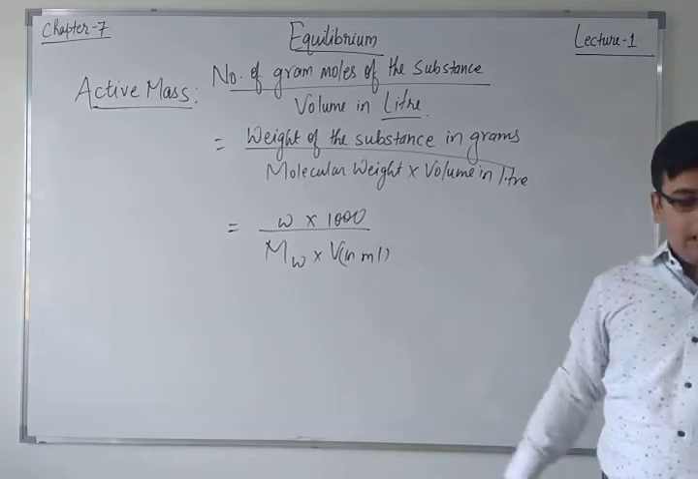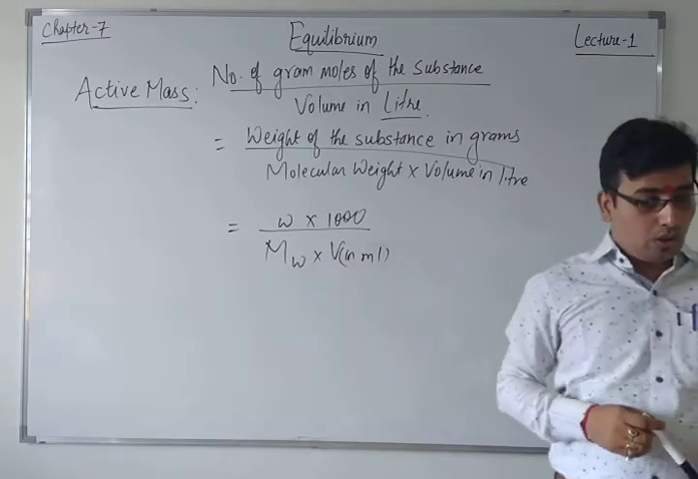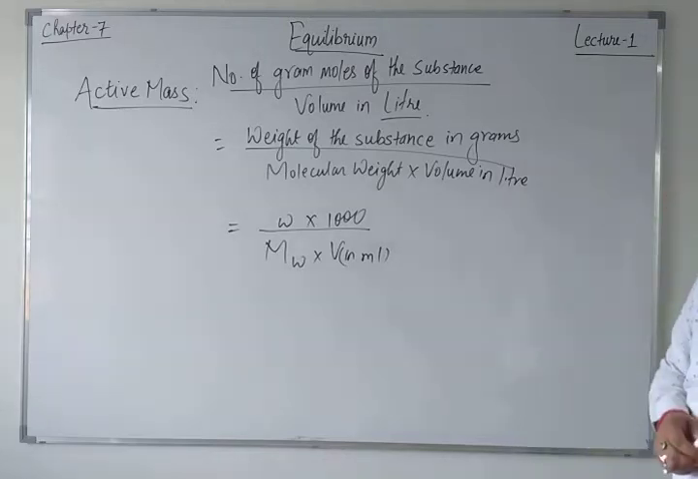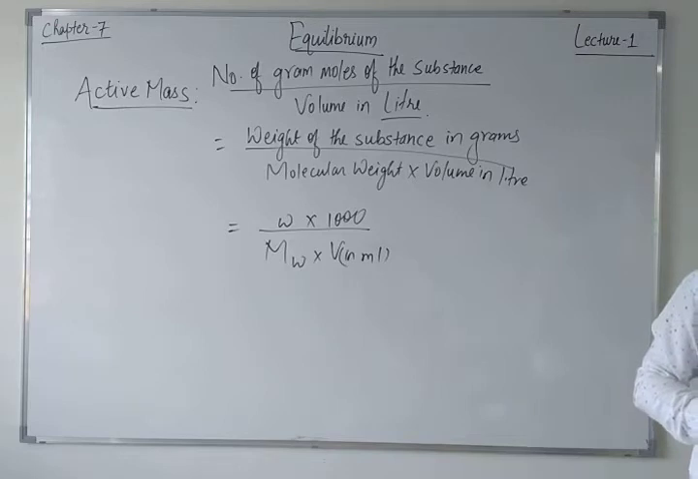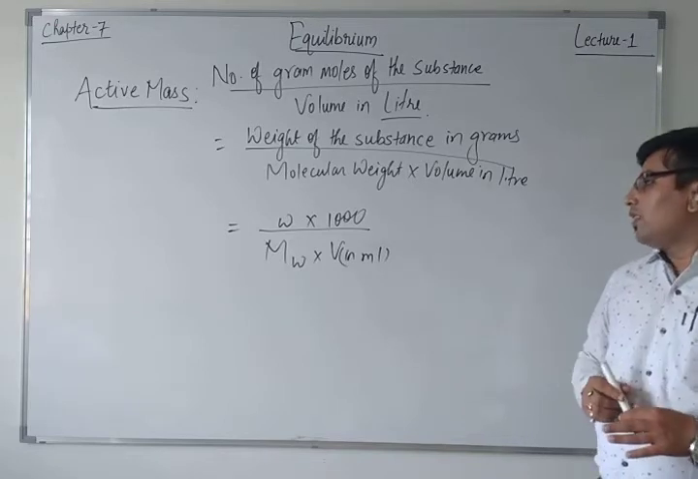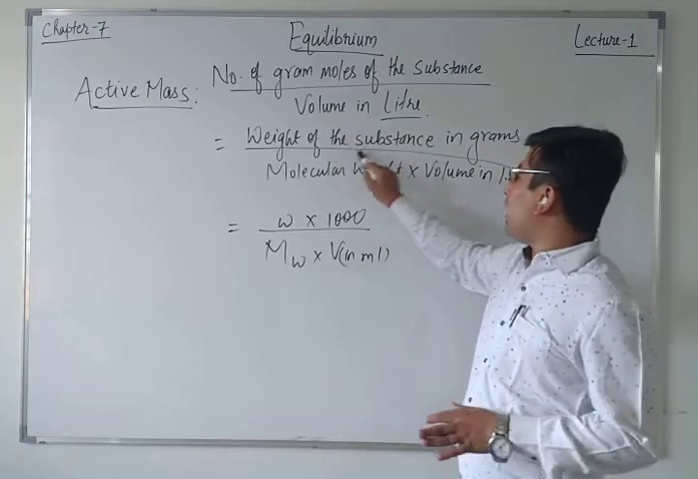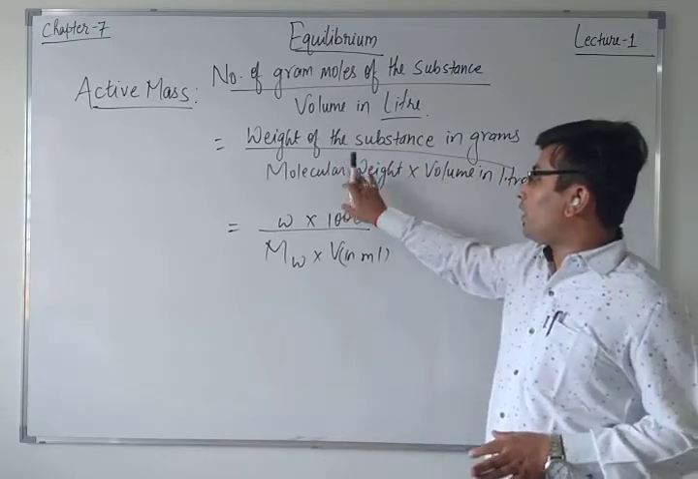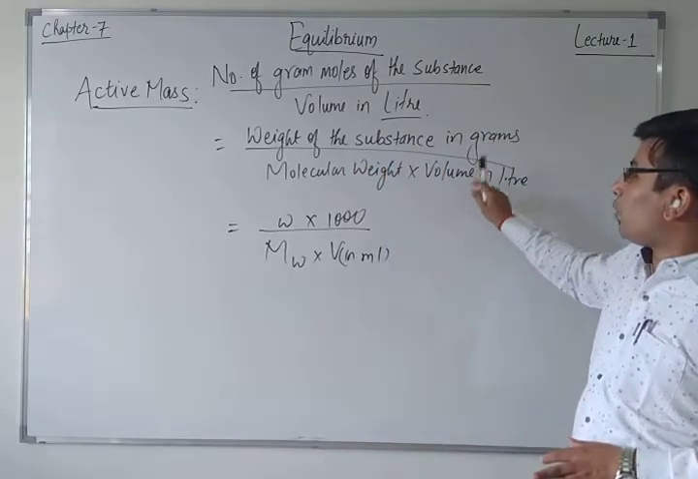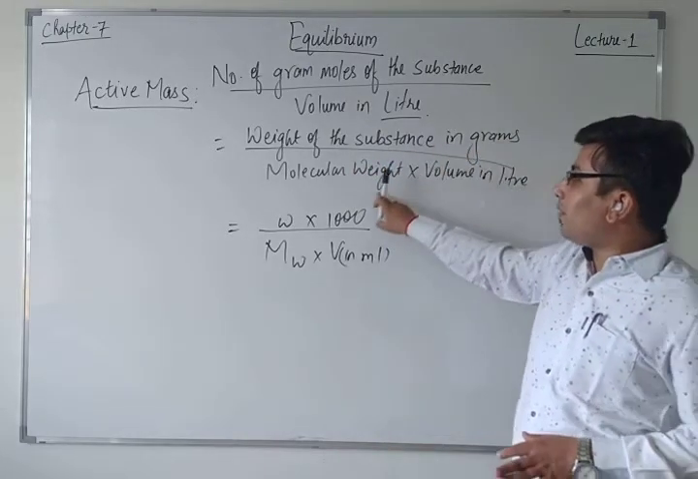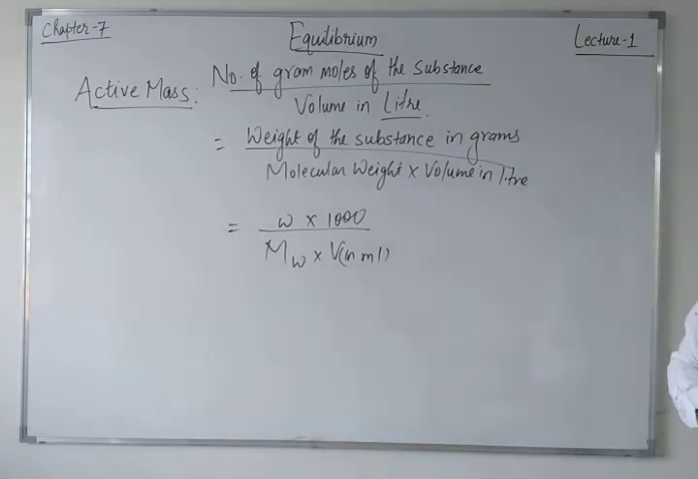The same thing. Here, the weight of the substance in gram by molecular weight is also known as density. What is density? Mass by volume, right? So here, just suppose this is the mass and this is the volume. So the weight of the substance in gram is your mass and this is volume. So here, can we write the density upon molecular weight? Molar concentration is also known as density.